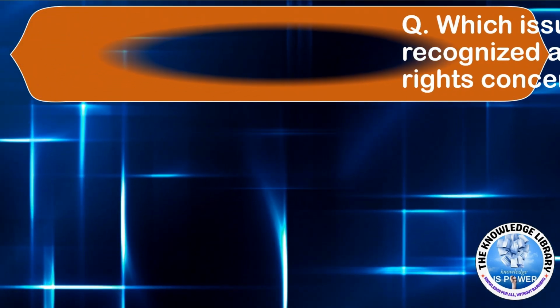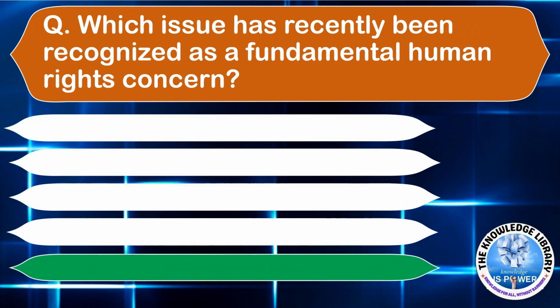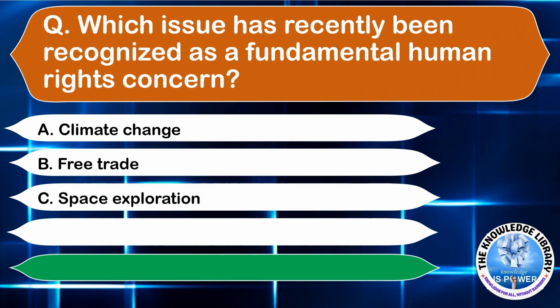Next question is, which issue has recently been recognized as a fundamental human rights concern? Option A, climate change. Option B, free trade. Option C, space exploration. Option D, immigration policy. Correct answer is option A, climate change.